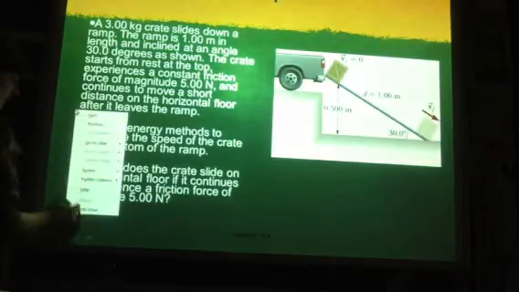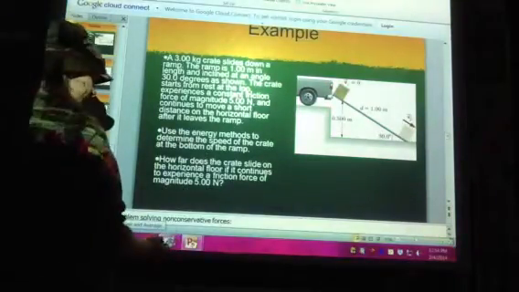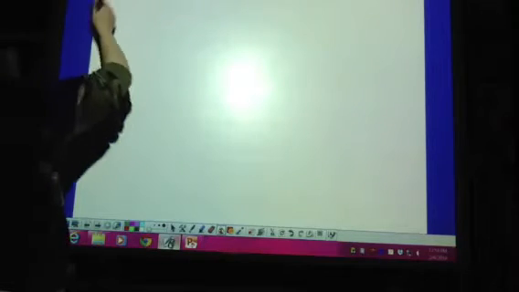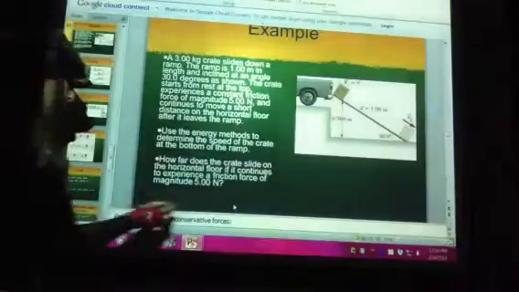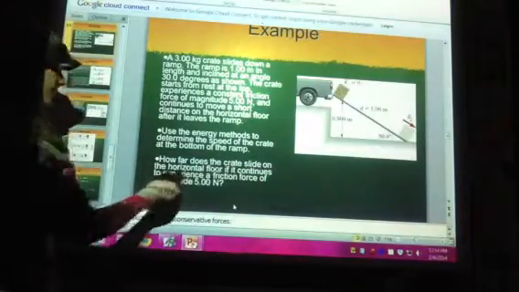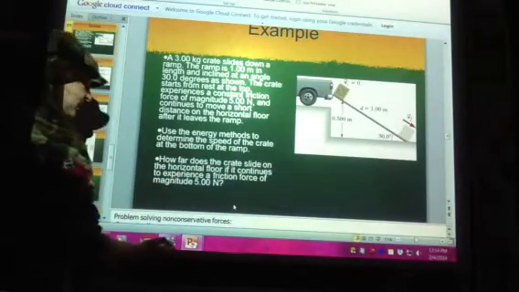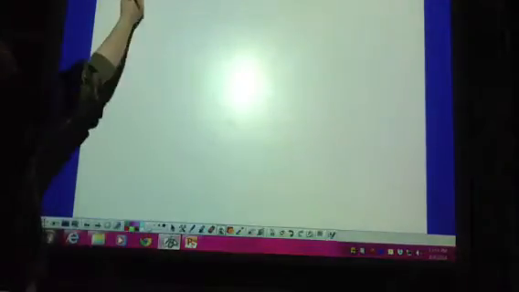So let's get an idea of all of the forces that can be acting here, or what work will have been done on this. So ultimately my goal is, let's go back, how far does the crate slide on the floor? So I want to know a displacement. I want to know a distance here.